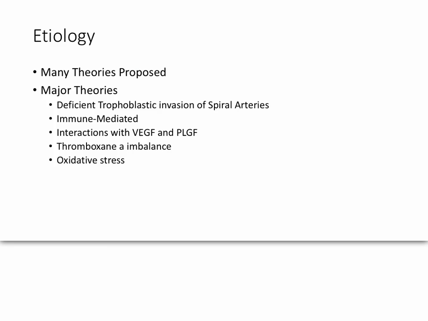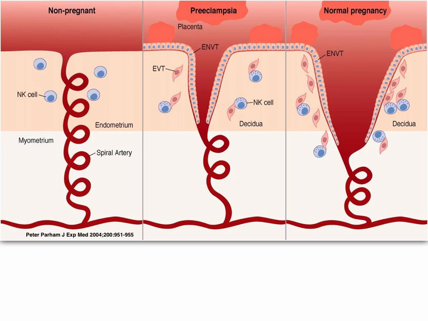So how does it come about? What's the cause? A lot of theories have been proposed. Most of them have been disproven at this point, but the ones that are still being considered are deficient trophoblastic invasion of the spiral arteries, which I'm going to go into pretty in depth; immune mediated, and I'll talk about that as well; and interaction with VEGF and PlGF, and I'll talk about that as well. These other two I won't really talk about, but they are theories: oxidative stress and thromboxane A imbalances. So here we're taking a picture of the uterus.